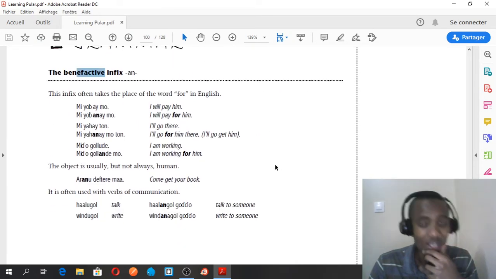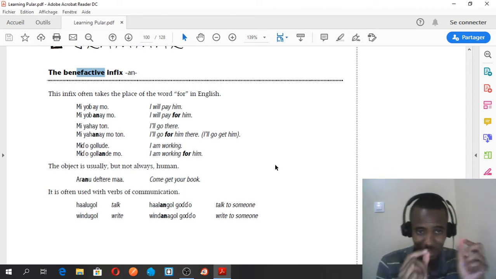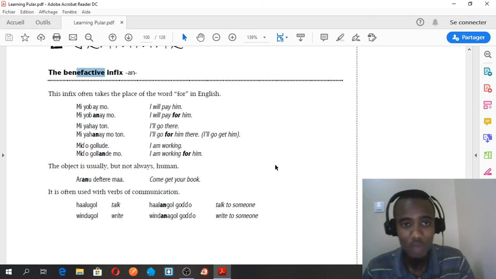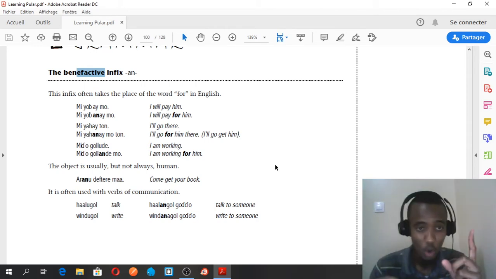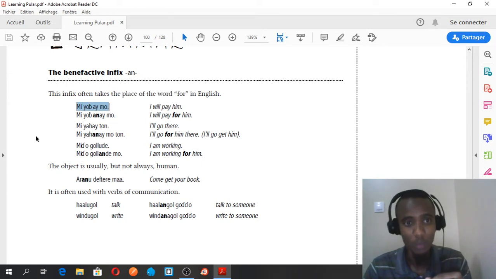Grammar. Today we're going to see the infix. It's part of prefix, suffix, infix, in the middle. The infix often takes the place of the word for, the infix ang. Like when we see miyobayimo, I will pay him. Miyobayimo komi joganimo kong, I will pay him what I owe him.